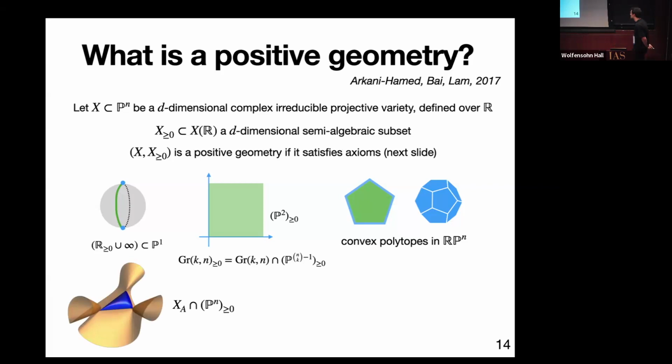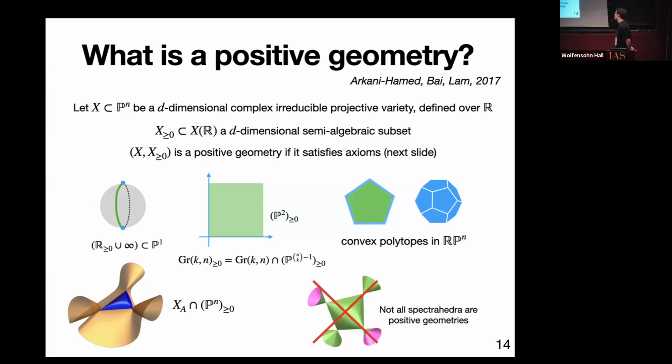Positive toric varieties are positive geometries. And one thing that hasn't been discussed so far is that with the current definition, not all spectrahedra are positive geometries, which is something that might be slightly annoying if you are into real algebraic geometry and you like to think of spectrahedra as positive regions. So with the current definitions, these are not all allowed.